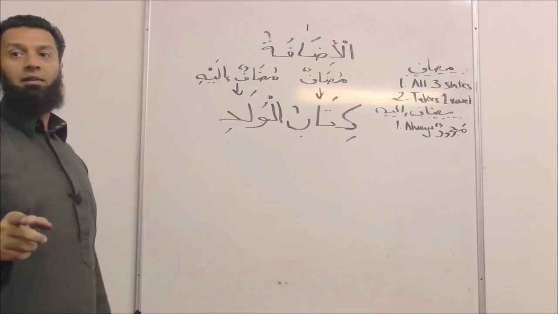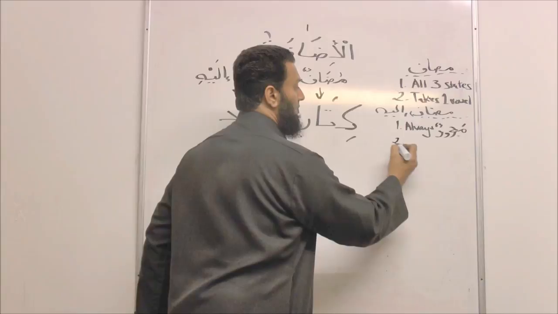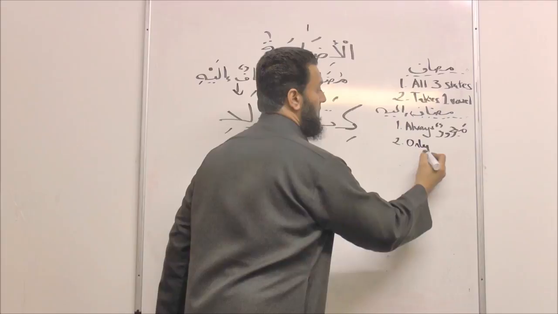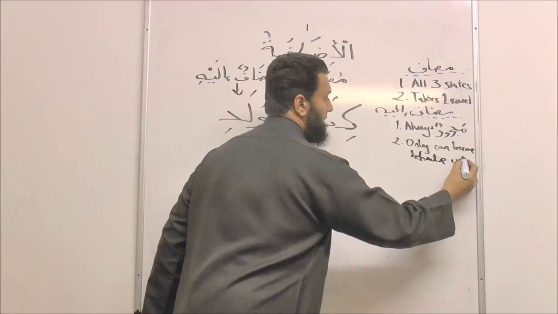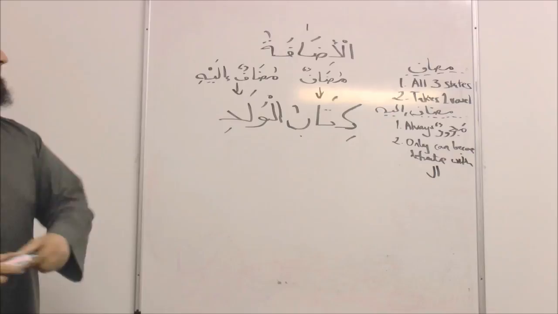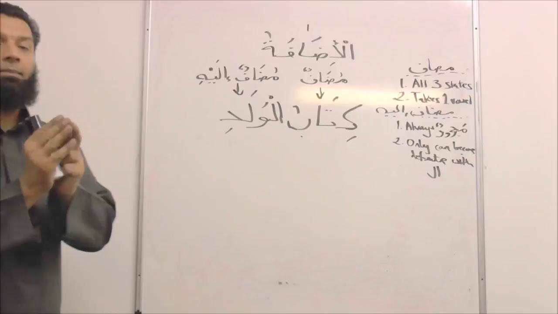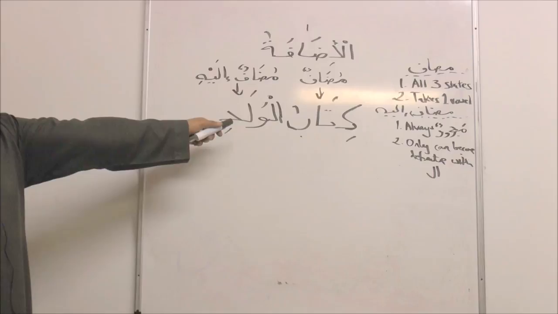And that's important, because only the mudafun ilayhi can become definite with al, even though it makes both of them definite. So the boy's book is the meaning now by introducing al before waladin. Kitabul waladi. The boy's book.